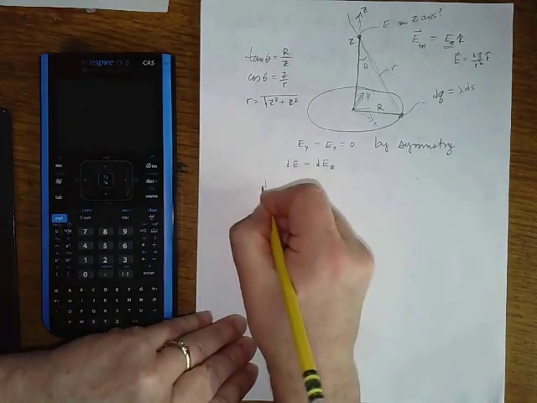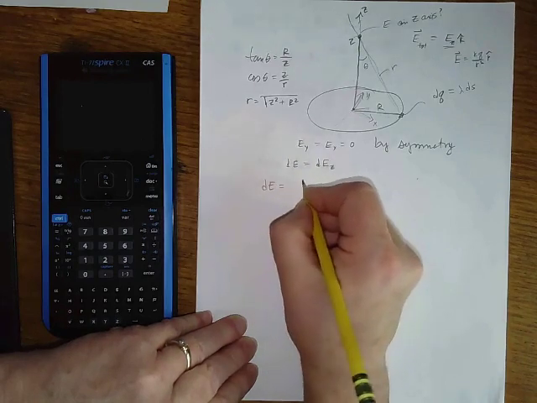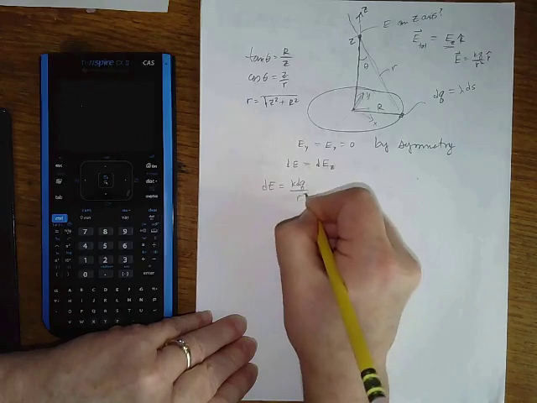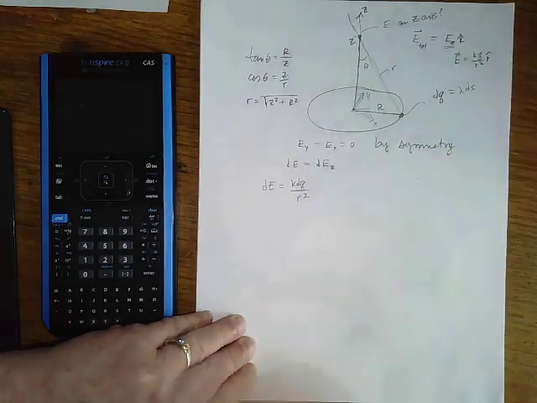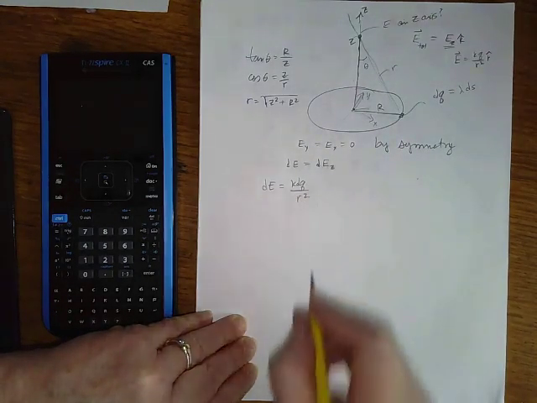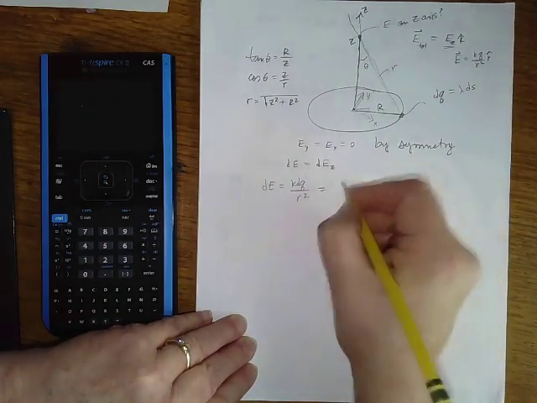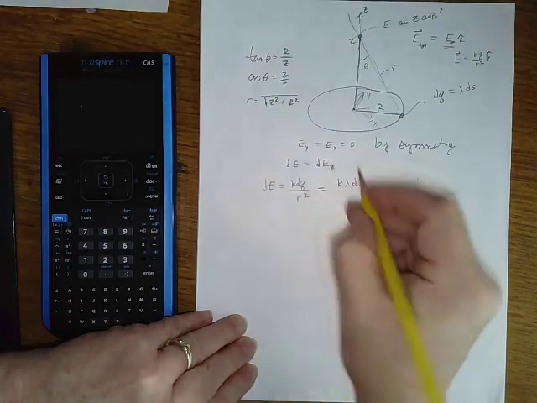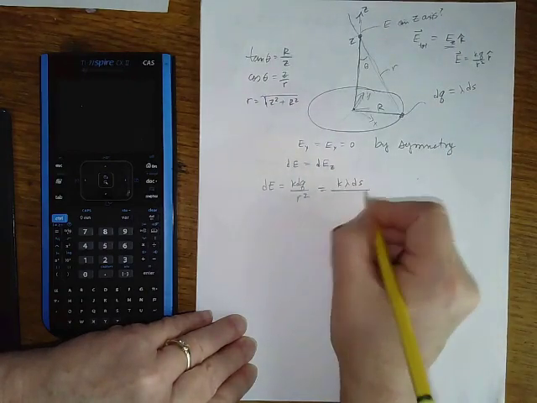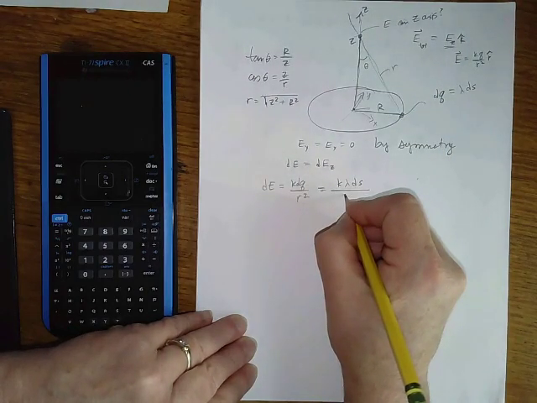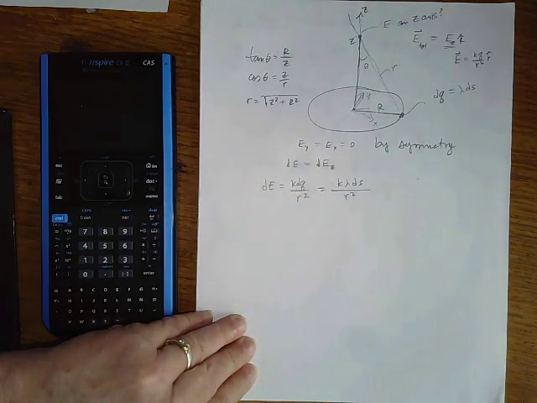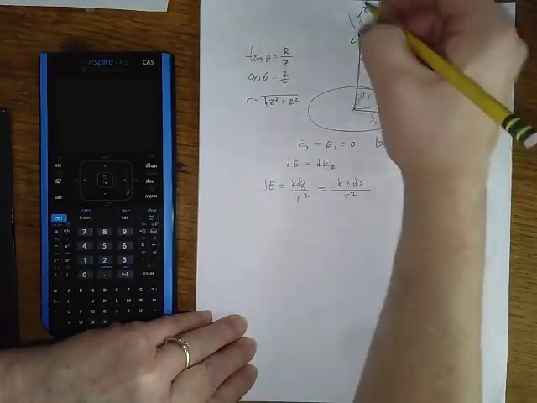And so dE, let's get started here. dE then is going to be k dq over r squared. And then we said dq is lambda ds. We're going up, so we got a positive. Things are nice here. And then r squared, and we can leave it for now. And then we want to find the z part of E.